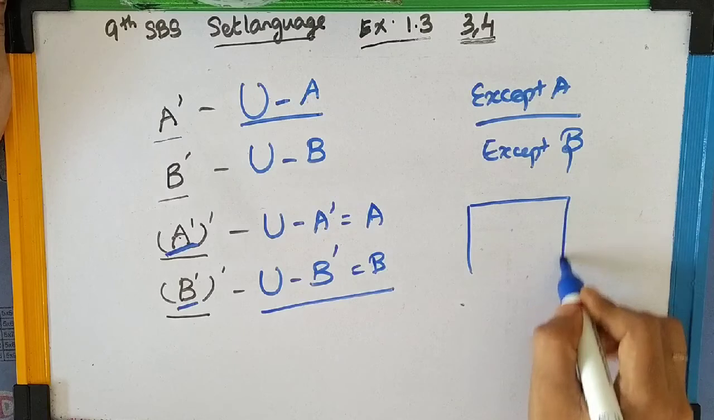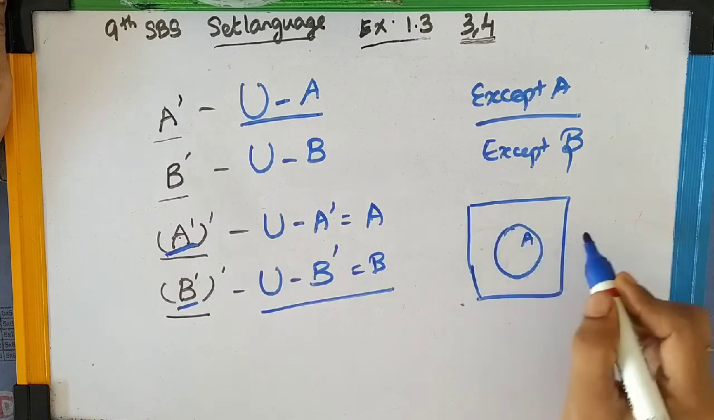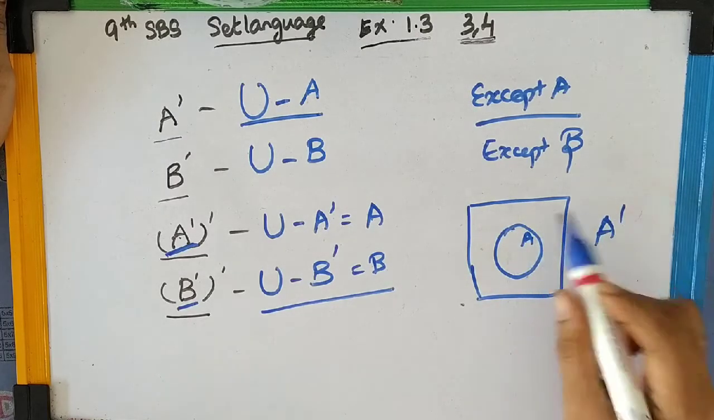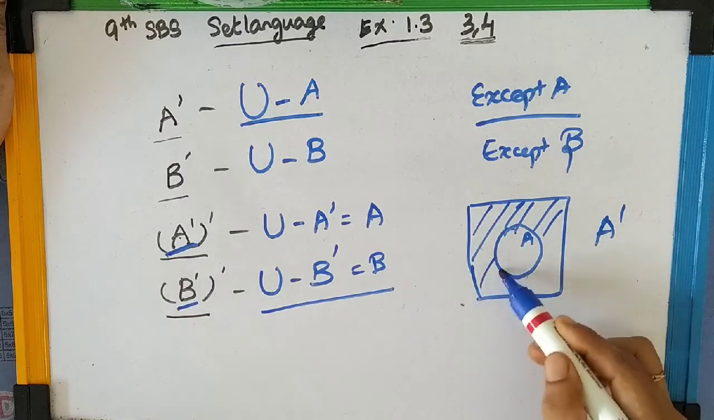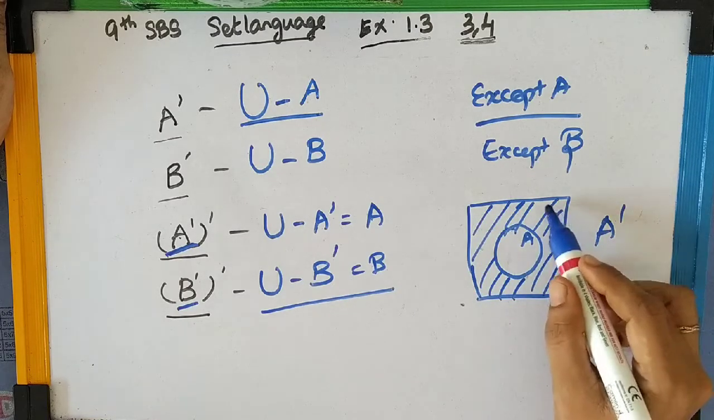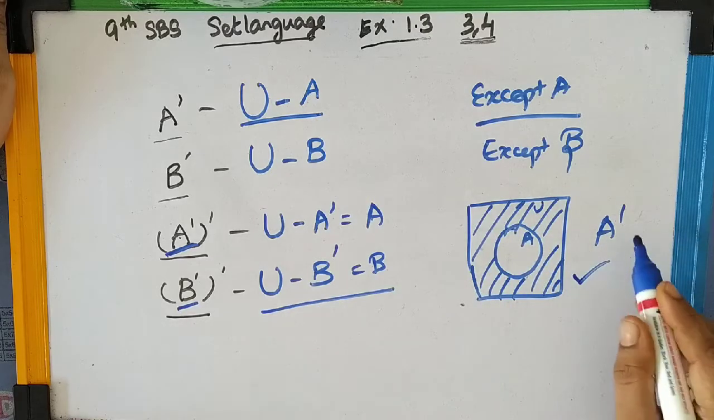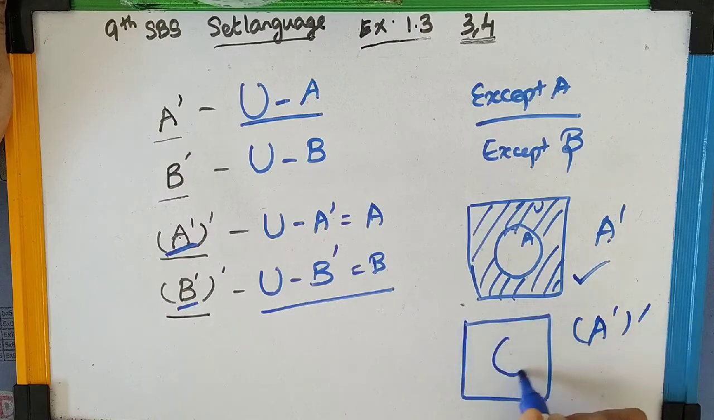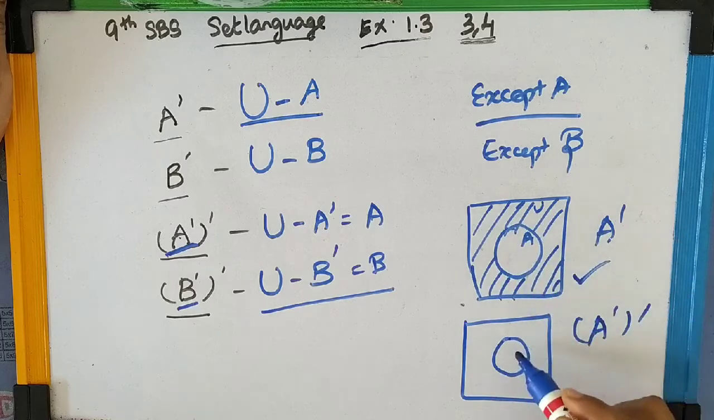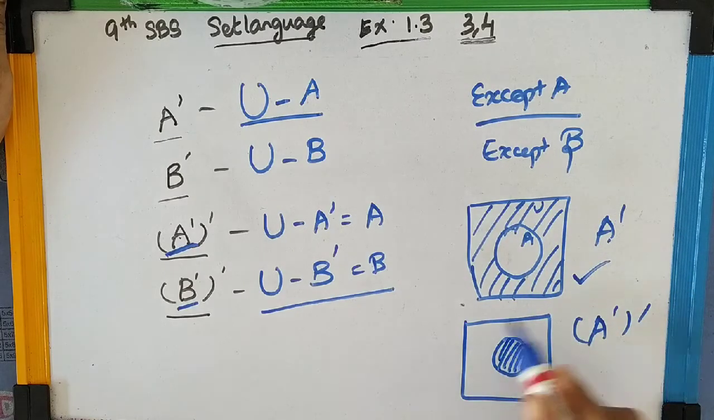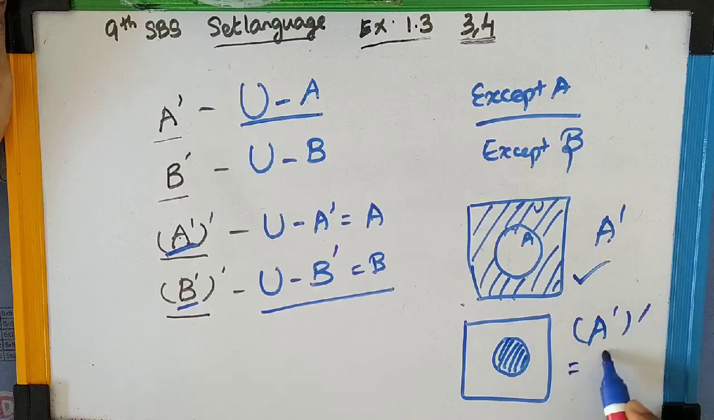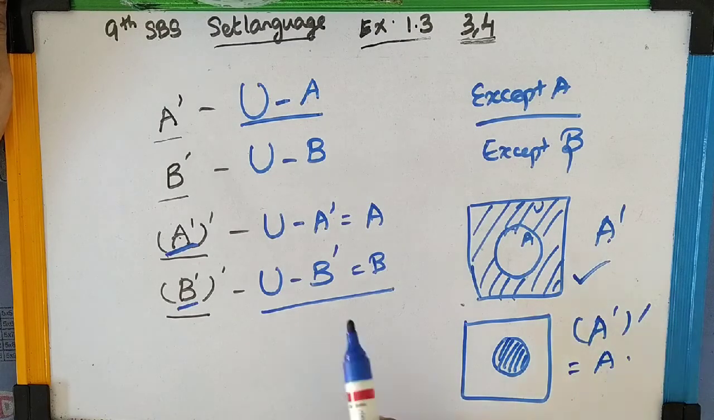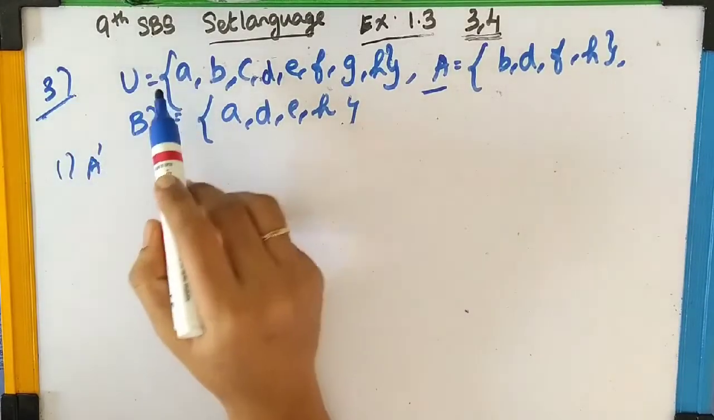A dash the whole dash is equal to A. Let me prove it to you. Now here I am drawing A dash, that is except A. Now let me draw A dash the whole dash, that is except A dash. So what is the remaining part other than A dash? It is only A, isn't it? So this is A dash the whole dash, which is equal to A. In the same way, B dash the whole dash is also equal to B. Clear?